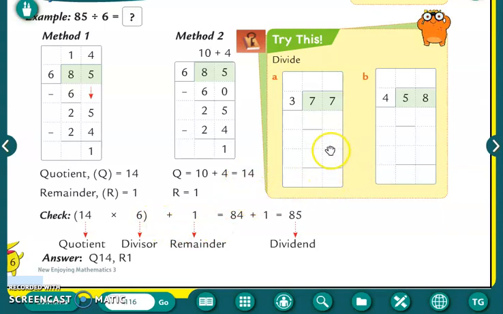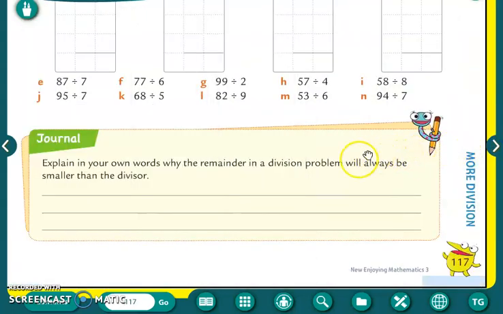And now try this: two sums are given here for the division. You can try it by yourself, and afterwards we will go to the next page.